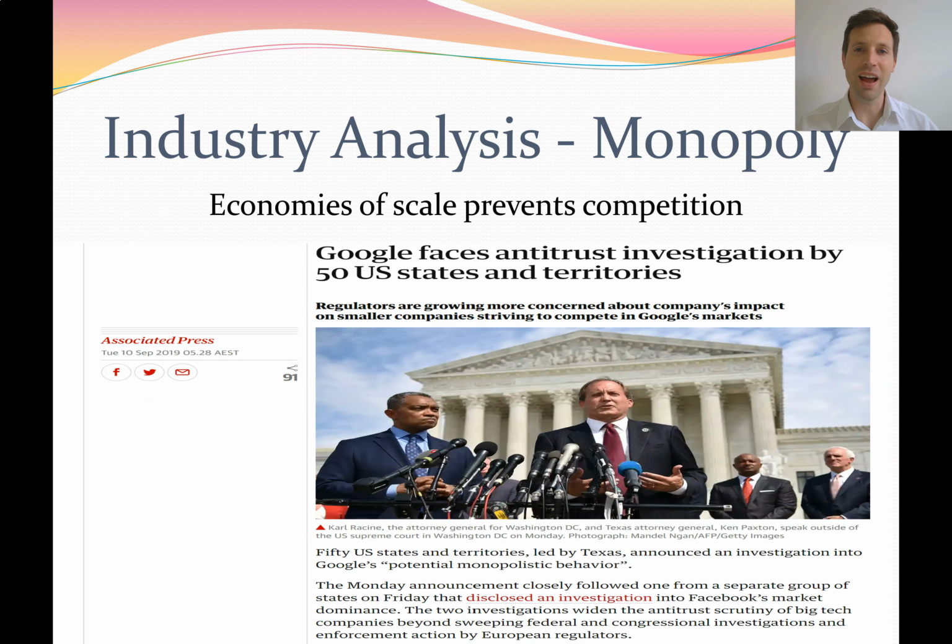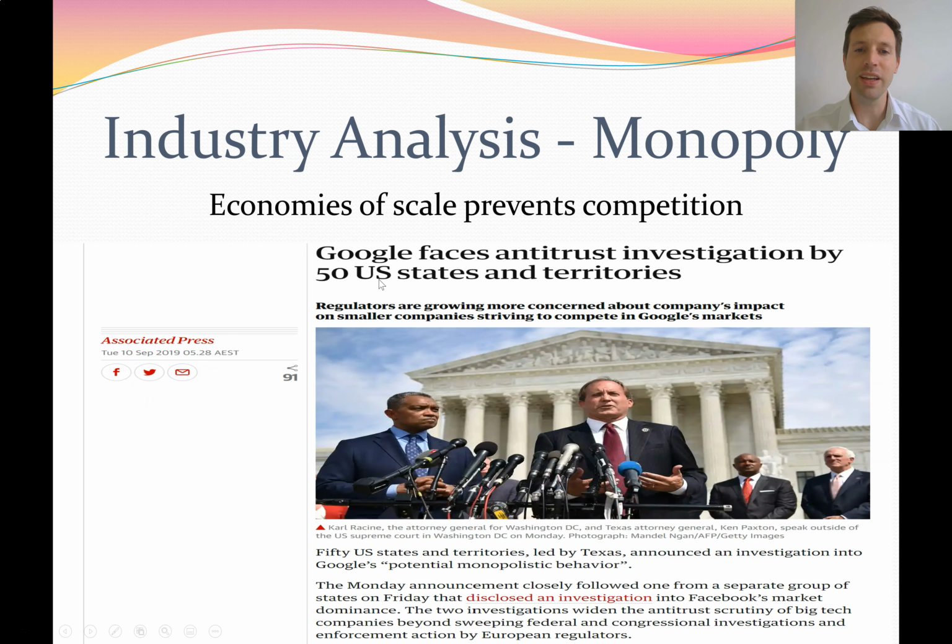Sometimes businesses have a first mover advantage and they're able to grow so quickly they generate economies of scale that then prevents other firms from competing with them because they just won't be able to compete on price. So having a large advantage with economies of scale can prevent competition.